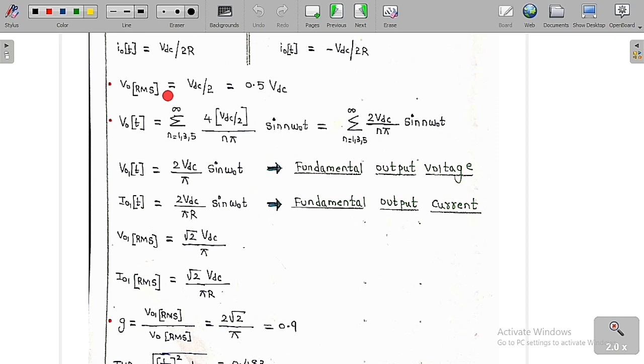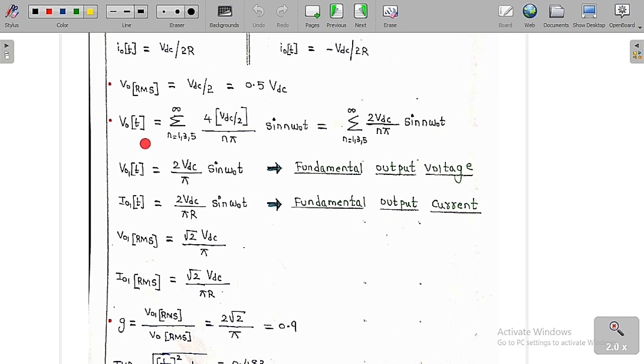You know, it is a square wave. So the output voltage is a square wave. Therefore, the overall RMS value of the output voltage is equal to VDC by 2. So VDC by 2 is the output RMS value, which is equal to 0.5 VDC. So 0.5 VDC is the RMS value of the output voltage.